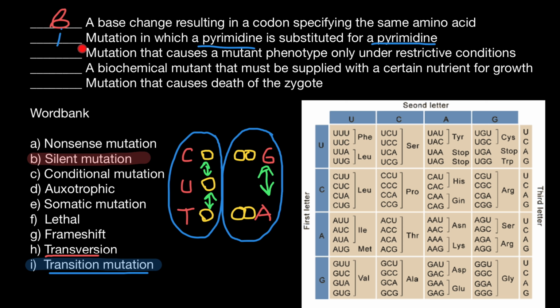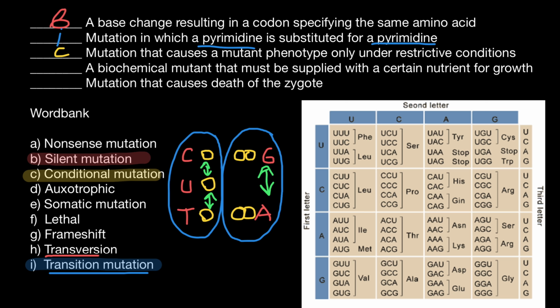And next question, mutations that cause a mutant phenotype only under restrictive conditions. In other words, we can say that this is going to be a mutation that we can find only under certain circumstances or conditions. So this is a conditional mutation. Pretty easy, not much to explain here. So this is answer C.